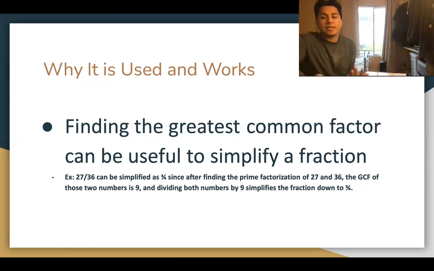In other words, to simplify a fraction, you find the greatest common factor of both 27 and 36, and we find it to be 9. Once we divide both sides by 9, we simplify the fraction down to 3 over 4.